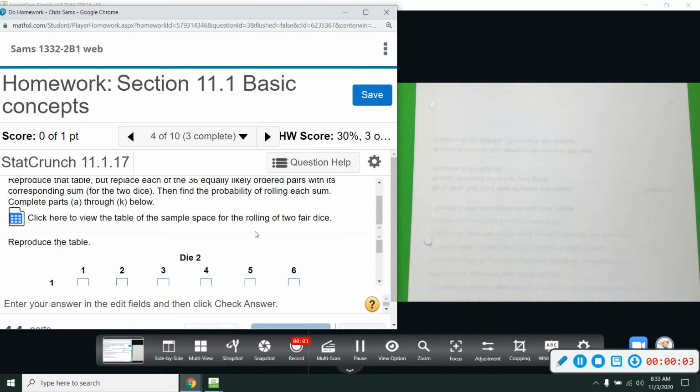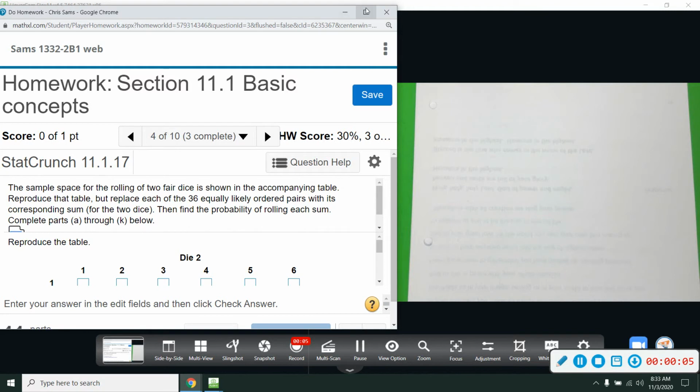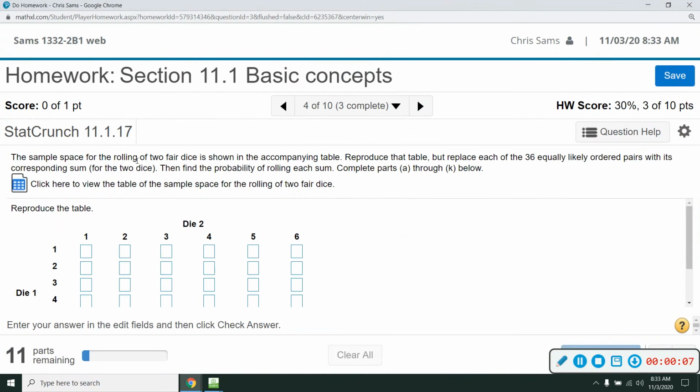Number 4, let me make this bigger so we can see everything. It says the sample space for rolling 2 fair dice is shown in the accompanying table. We want to reproduce the table, but replace each of the 36 equally likely ordered pairs with the corresponding sum for the 2 dice. Find the probability of rolling each sum. Complete parts A through K below.